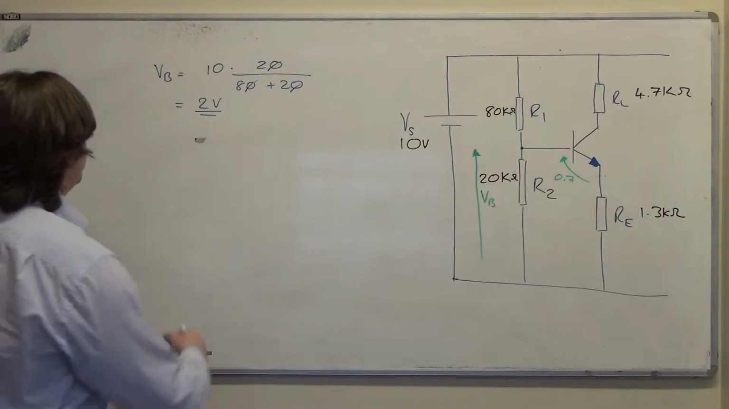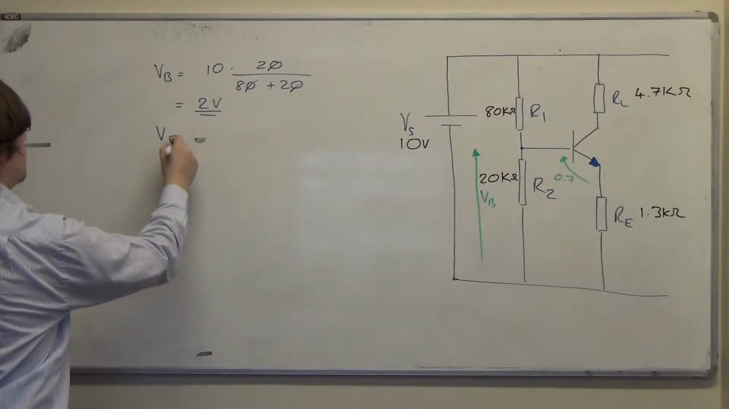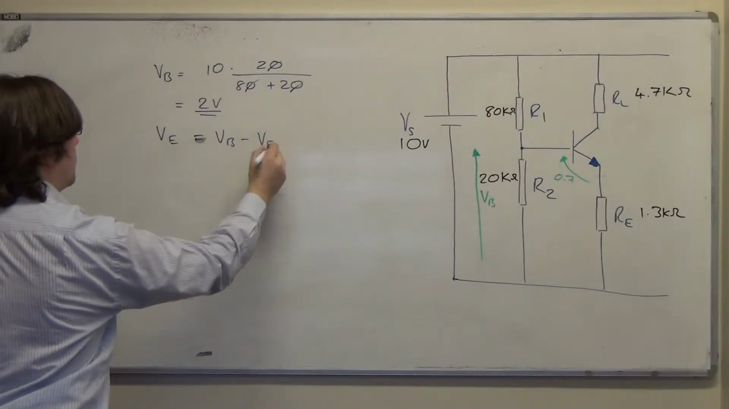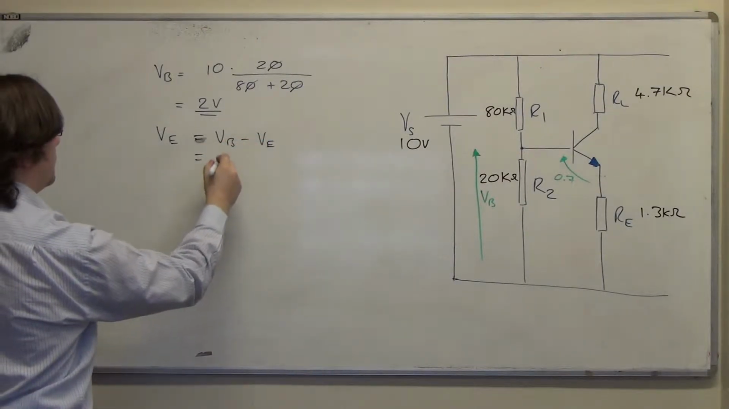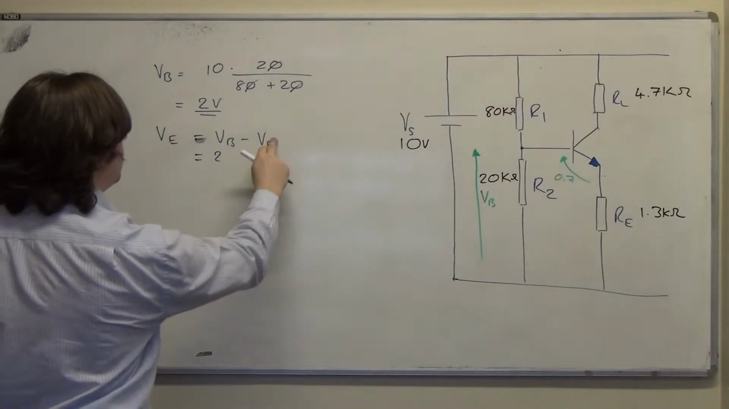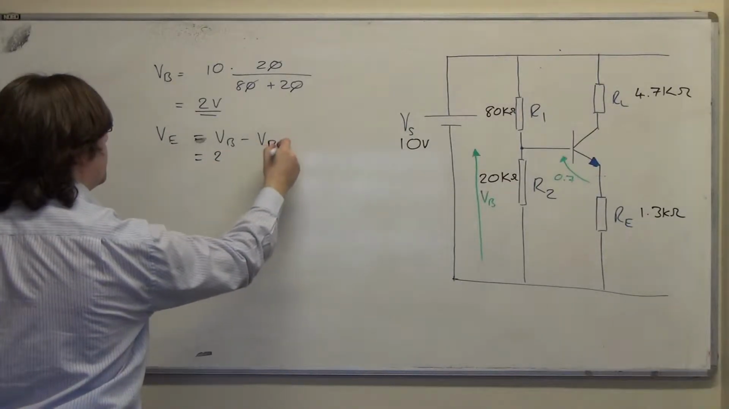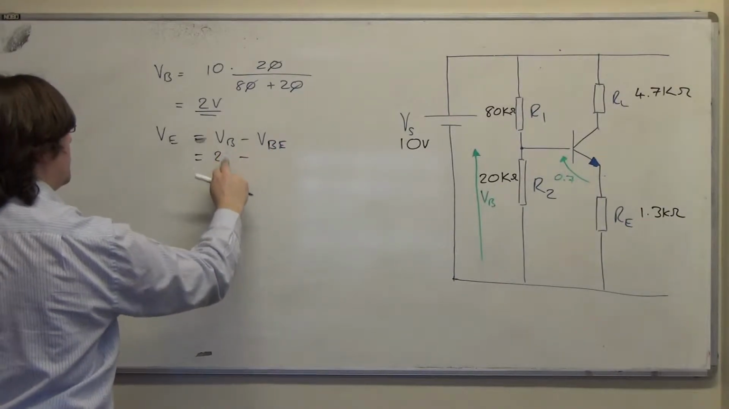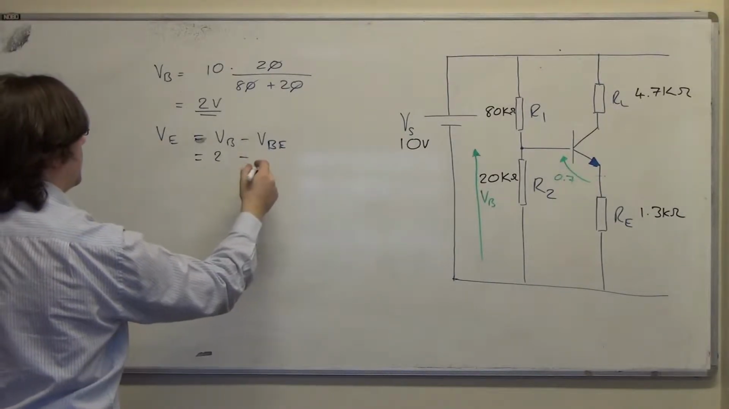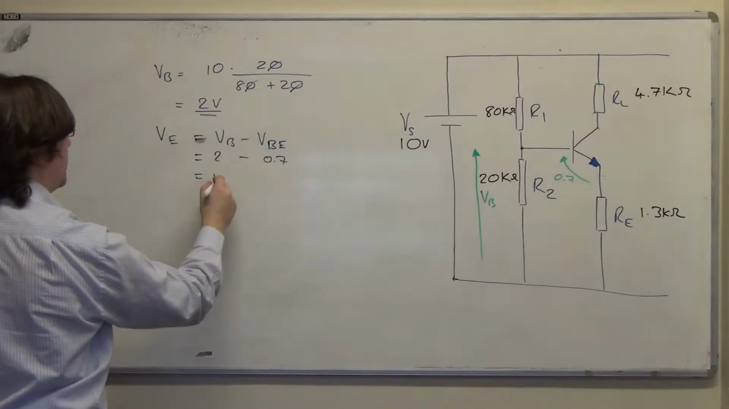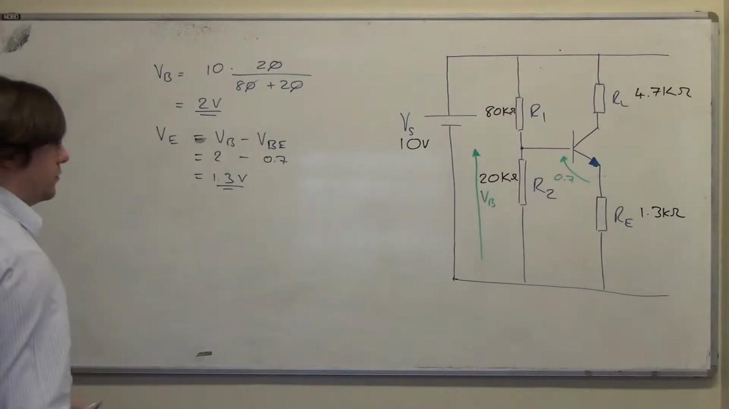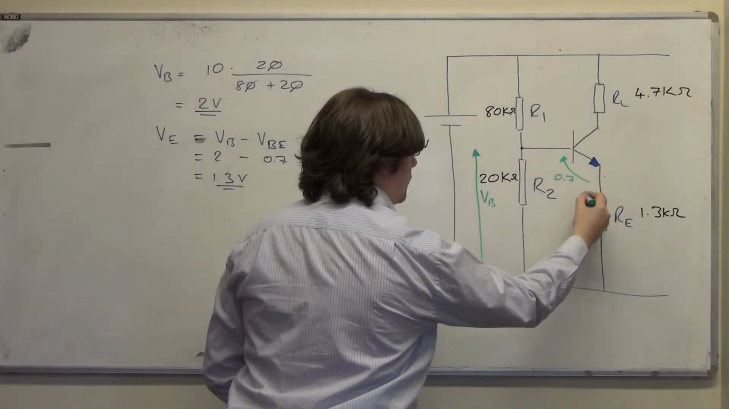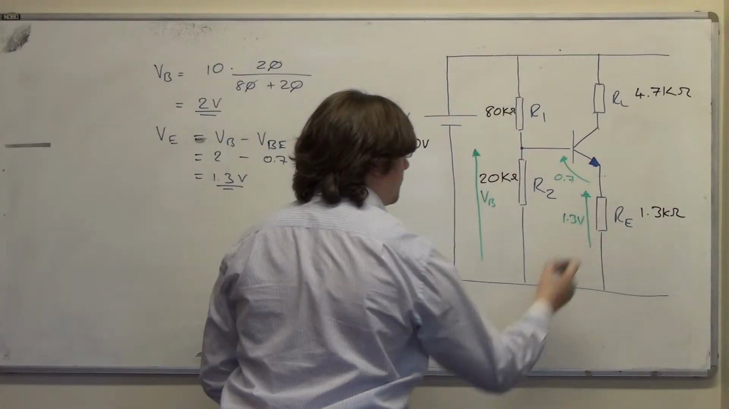And I can get VE because I had an equation for VE as well, which went along the lines of VE is equal to VB minus VE. Well, I've got this now, which is 2 volts. Oh, I'm sorry, that's not right. VBE should be there. This is 2 volts minus, I'll just take the volts, minus 0.7. So that leaves me with 1.3 volts. So I now know what VE is. It's 1.3 volts.